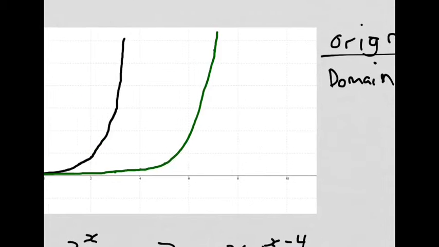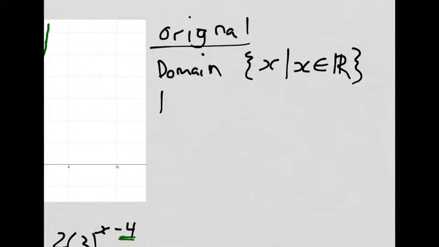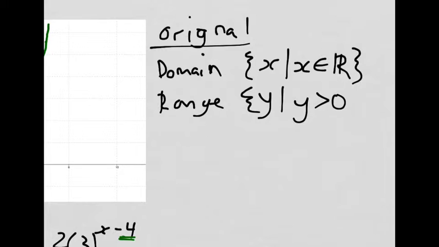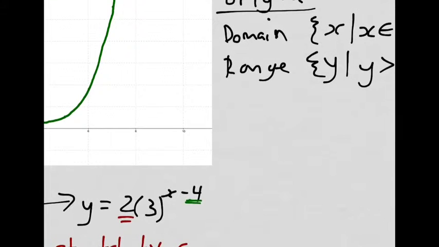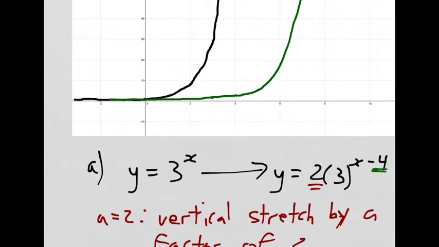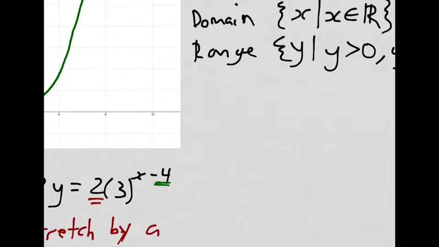The range? Y is greater than 0 and y is an element of natural numbers? Nope. Real numbers, okay. That means I was wrong. So y has to be bigger than 0. Why can't it be exactly 0? Because there's an asymptote there, right? There's nothing that you can raise 3 to the power of and get a negative number or even 0.